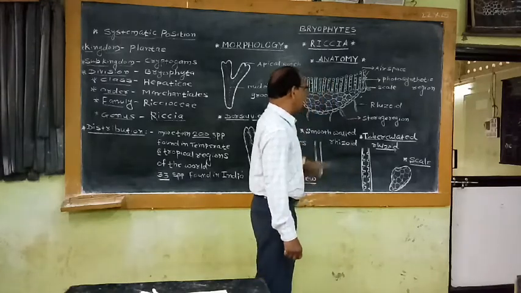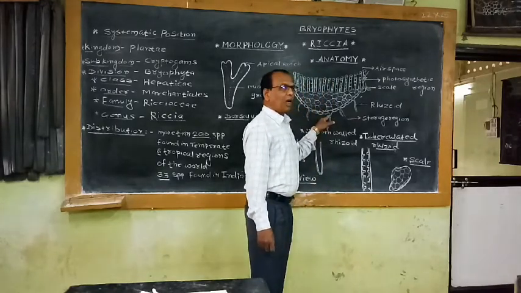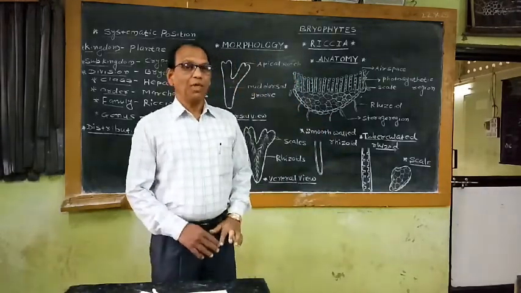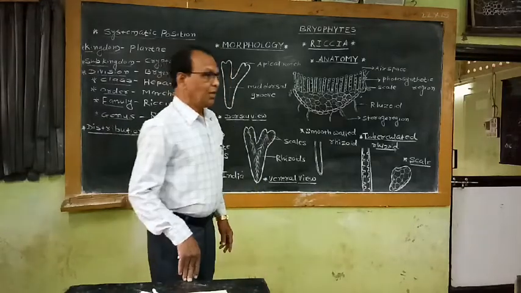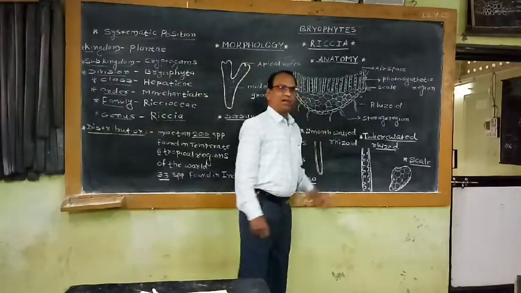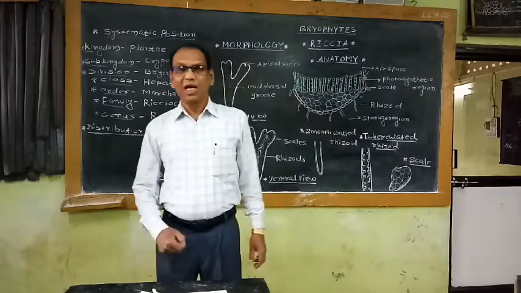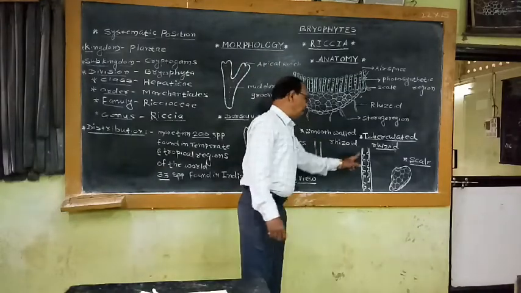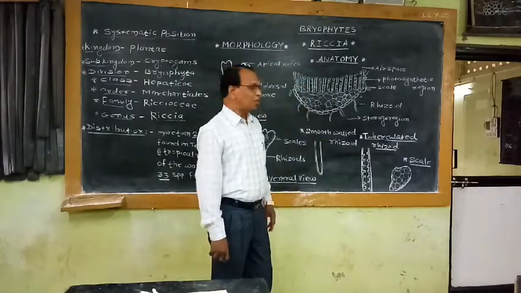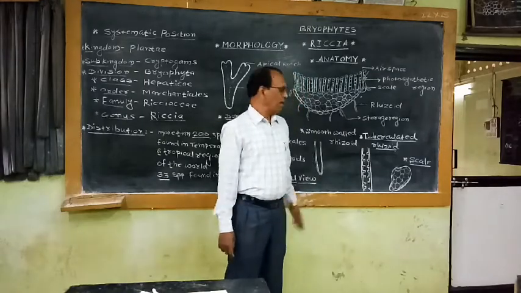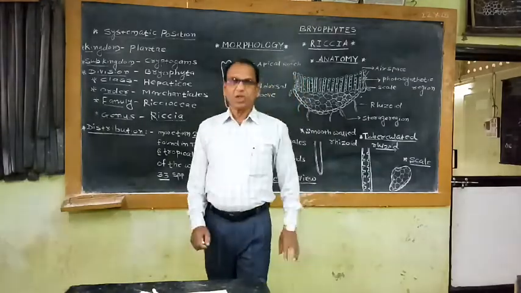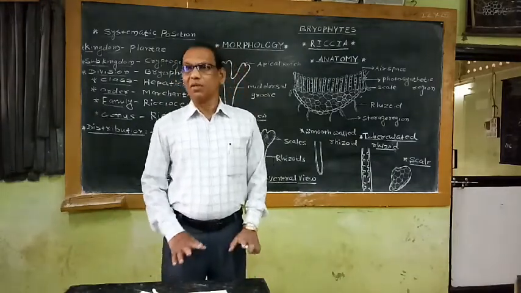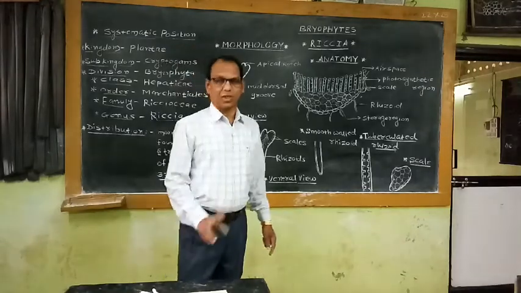Rhizoids are nothing but extensions of the outer walls of the epidermal cells of the thallus. That means from the lower side of the thallus, the lower epidermal cells extend and produce very fine thread-like appendages, and these are unicellular. On the basis of their morphology, they are categorized into two types: smooth-walled rhizoids and tuberculated rhizoids. The function of the rhizoid is like the roots of higher plants. So you know what the functions of the root are. Roots generally perform two functions.